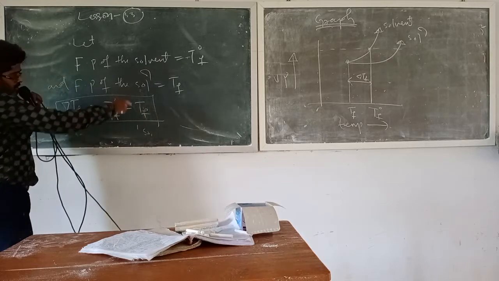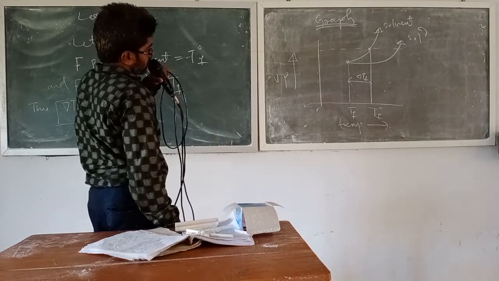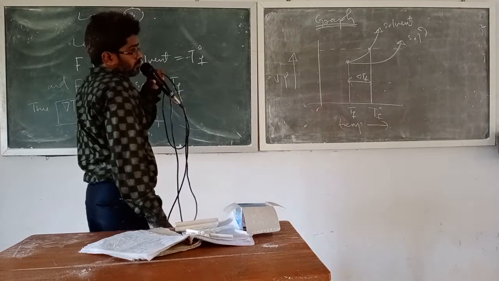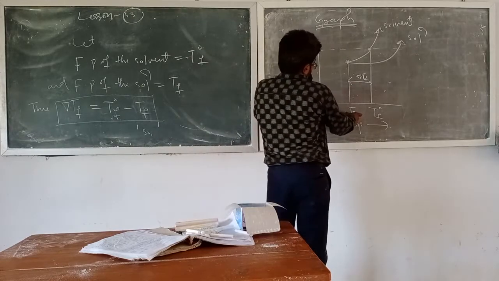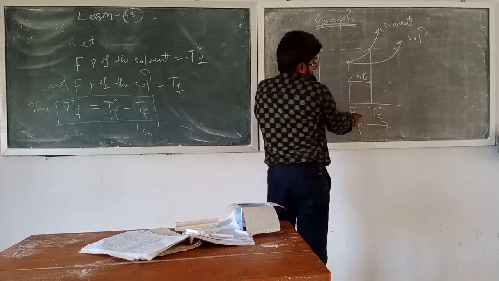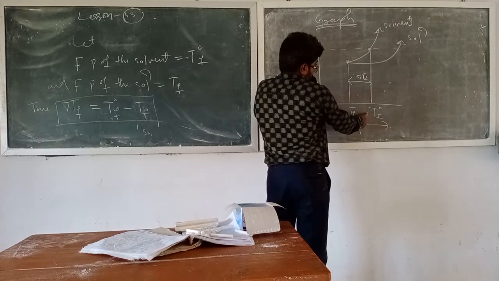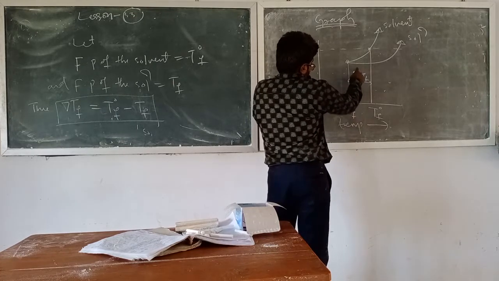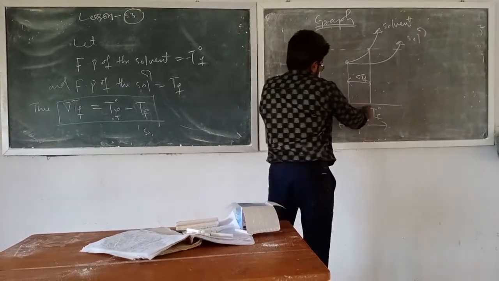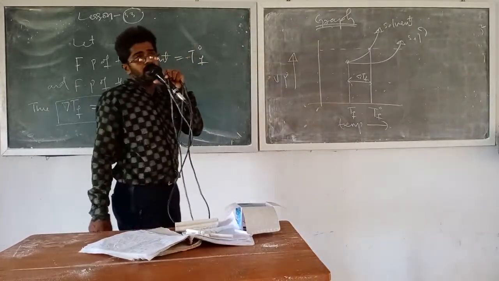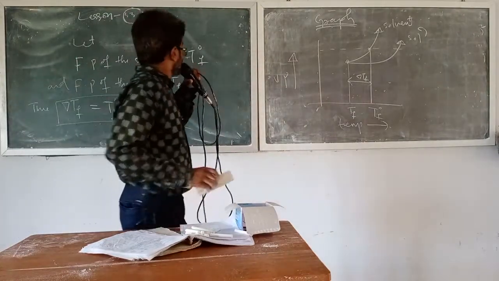T naught F is the temperature of what? Your solvent at which it starts to freeze, and TF is the temperature at which the solution starts to freeze. But it is seen here that TF is less than T naught F. That means the solution has a lower freezing point, and this lower freezing point happens due to the addition of the solute in the solvent.